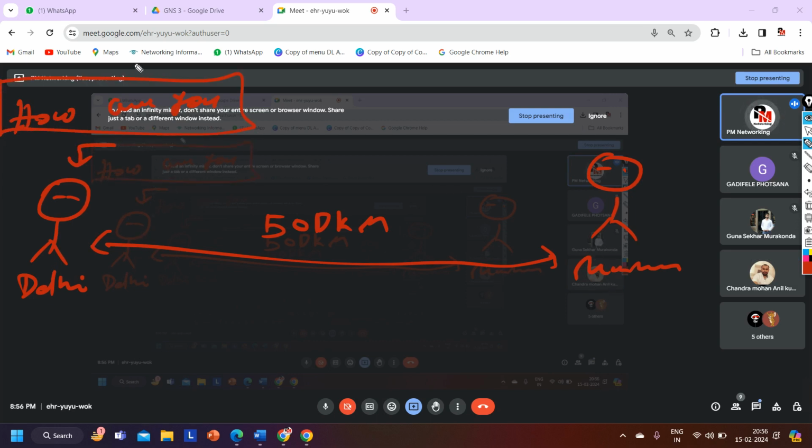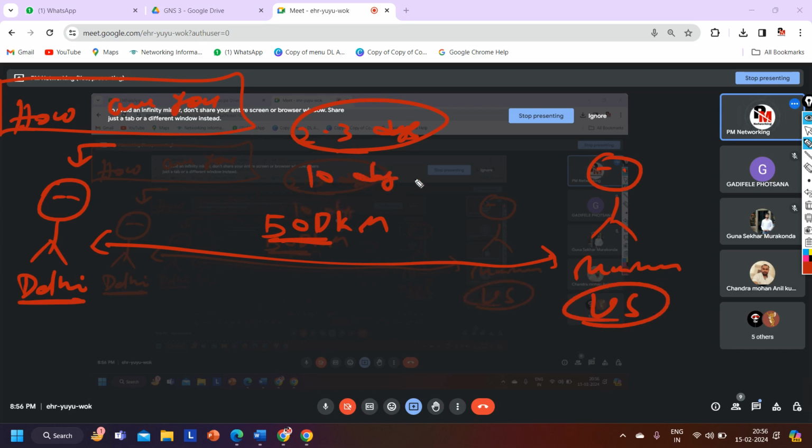Without a network, he will write a letter, right? He will give that letter to the postman. The postman will deliver it to Mumbai, and again the postman will deliver it to the Mumbai guy. How much time will it take? Two to three days minimum, right? The distance is only 500 kilometers. If this guy is in India and the other guy is in, let's say, the US, then maybe it will take 10 days, 15 days, 20 days, correct?